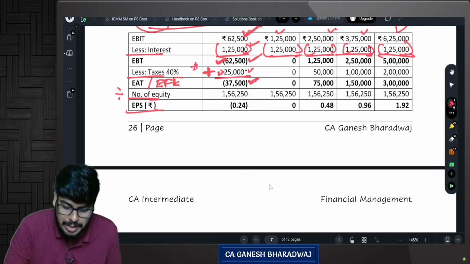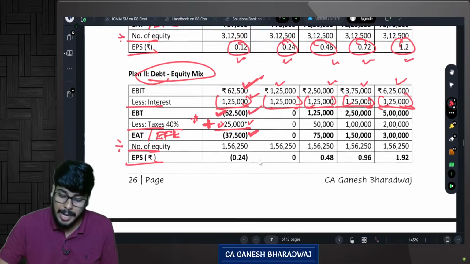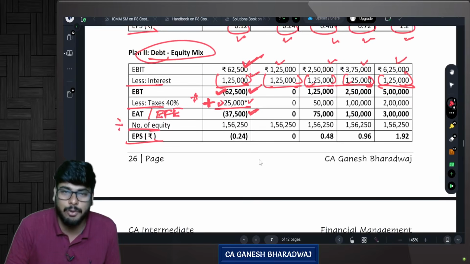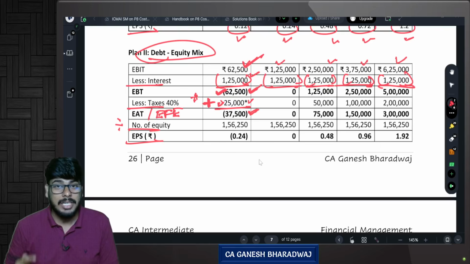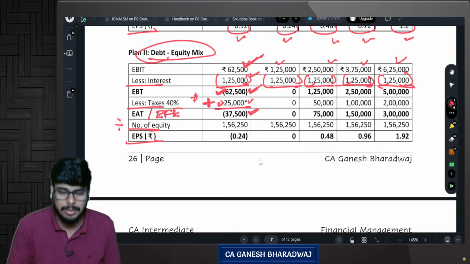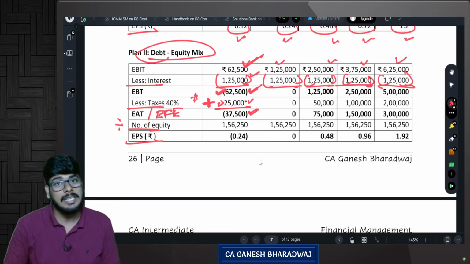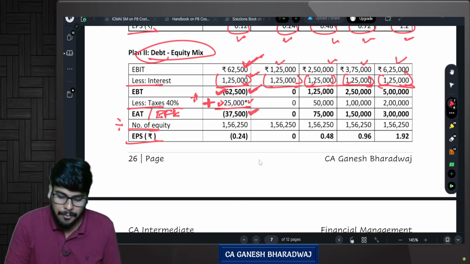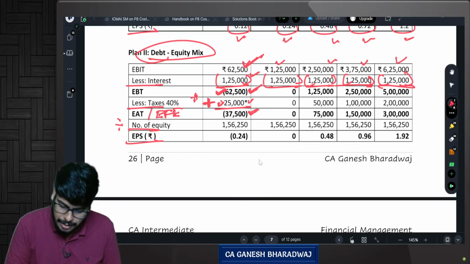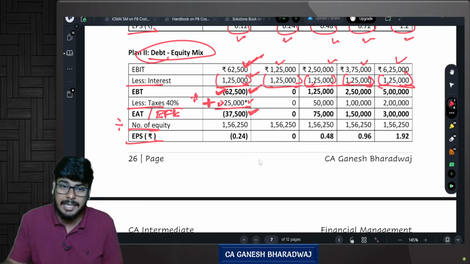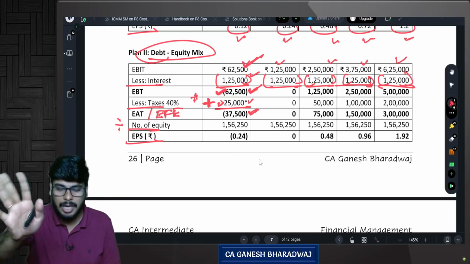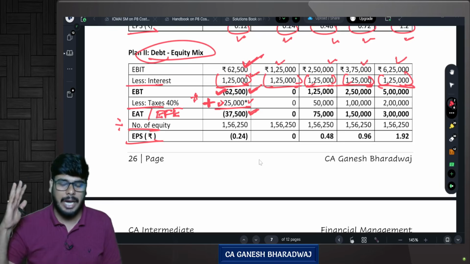Very important. Students miss this out. What they do is they blindly do. So this is 62,500. Some students think they are very smart. They put it as 0. No, it is a negative loss only, no tax. Some students calculate 40% on 62,500. This also they make negative and they increase the loss further. No, you should not do that. This is a tax saving. Are you clear with this?